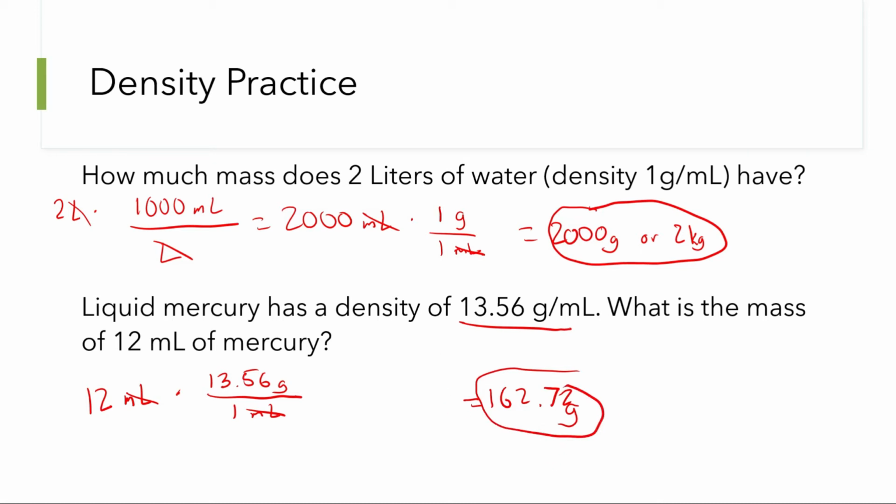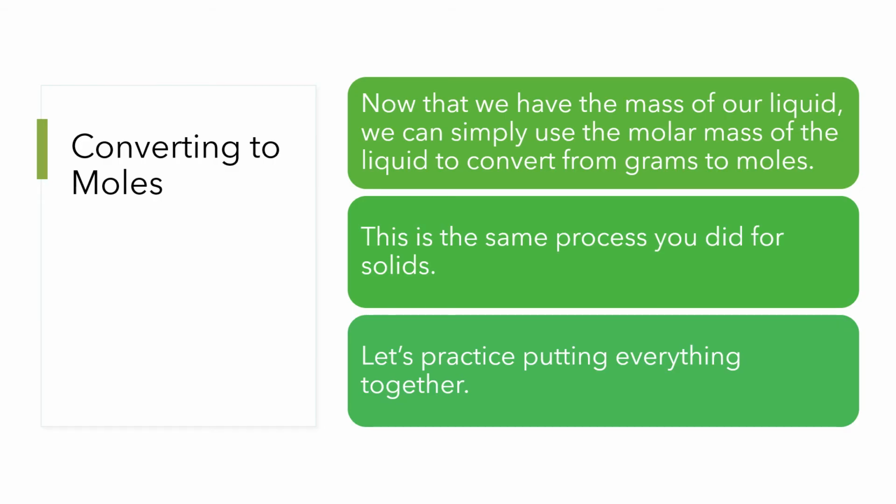And you'll notice that because this is a conversion factor in grams per milliliter, we could also use it to go in the opposite direction. So we could go from mass to volume just by using 1 over whatever the density is. Now that we can calculate the mass of a liquid, converting to moles is the same as it is for solids. We just need to determine the molar mass of our liquid and then use that to convert from grams to moles. We'll try a couple of examples from scratch so you can see how this works.